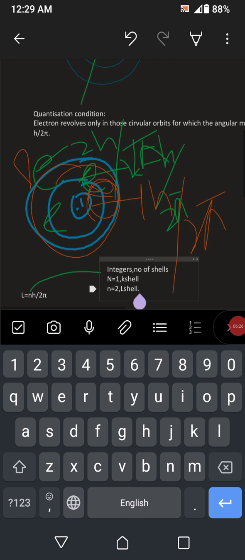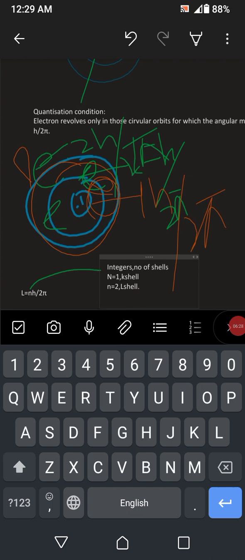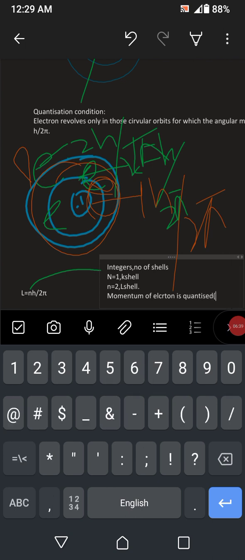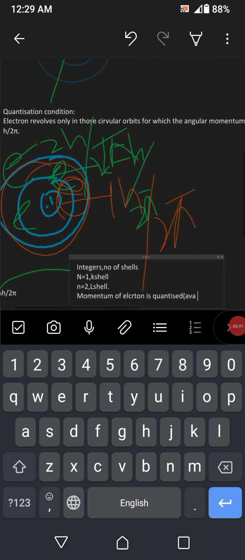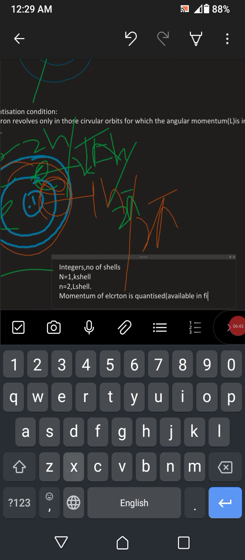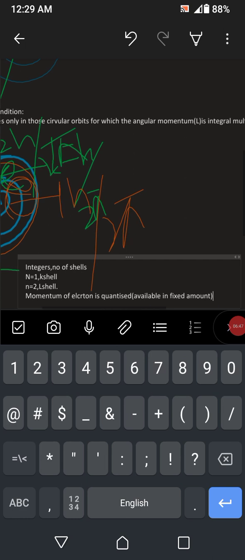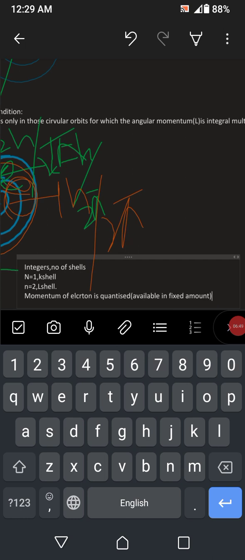So let me share a very important point: the momentum of the electron is quantized. Now, what does the term quantized mean? Quantized means that it is available in only fixed amounts. It means the momentum of the electron is only available in fixed amounts.